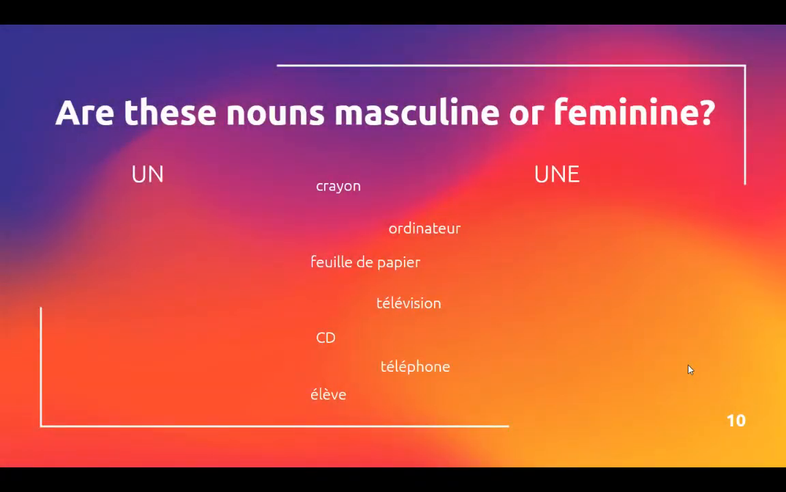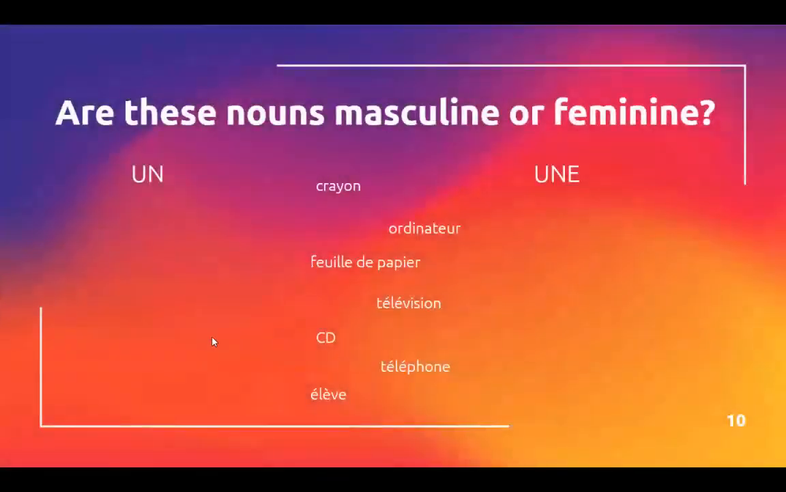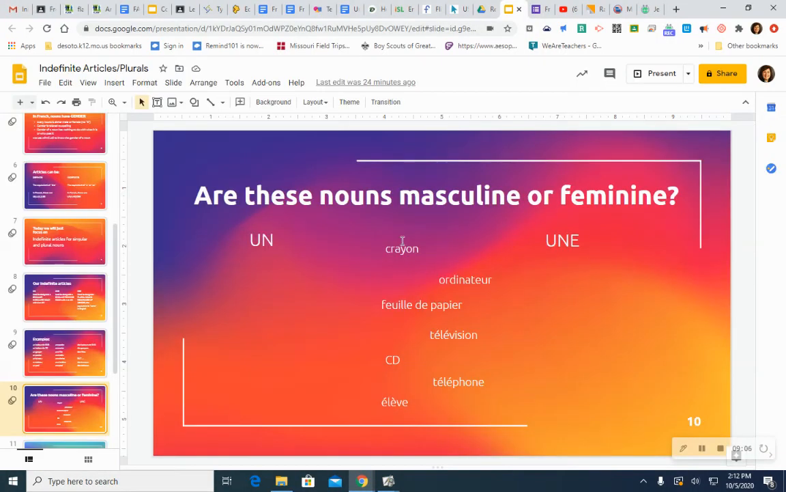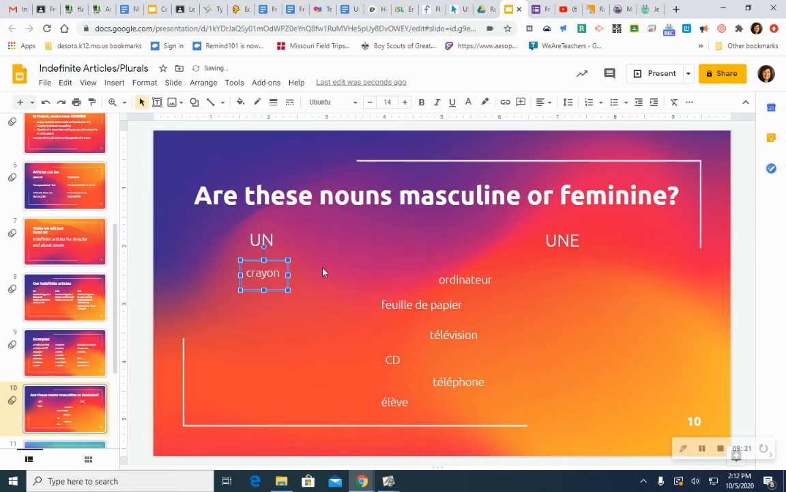Okay, so let's see if we can figure out where these are supposed to go. And I'll back out of this so we can move these around because I don't think I can. Nope, I can't. Can't move them around like that. So we'll just back out of this and see if we can move them around. So let's try crayon. Could you guess what crayon is? Is crayon masculine or feminine? What would you guess? It is masculine. Un crayon. Crayon is a pencil.